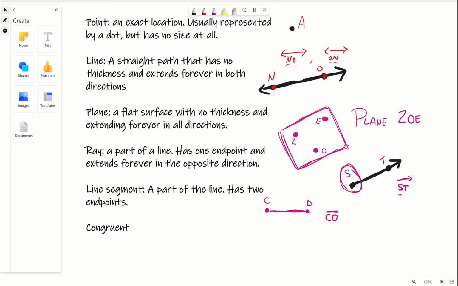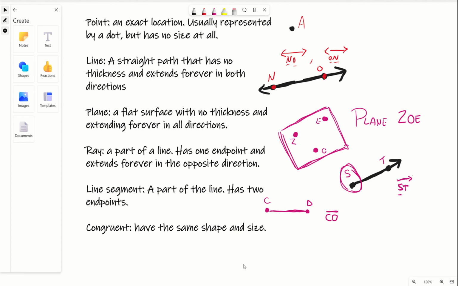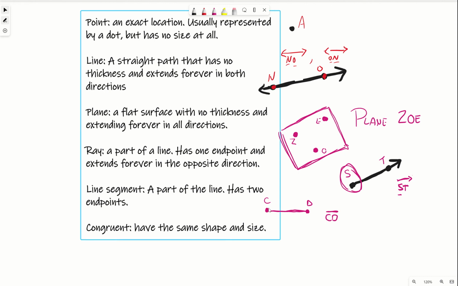All right. Finally, we're not going to talk about this one for a little bit, but congruent. Things that are congruent have the same shape and size. Congruent things look exactly the same. They have the same shape, same size. We're going to talk more about that in a little bit. Right now, let's focus on these first 5 up here.